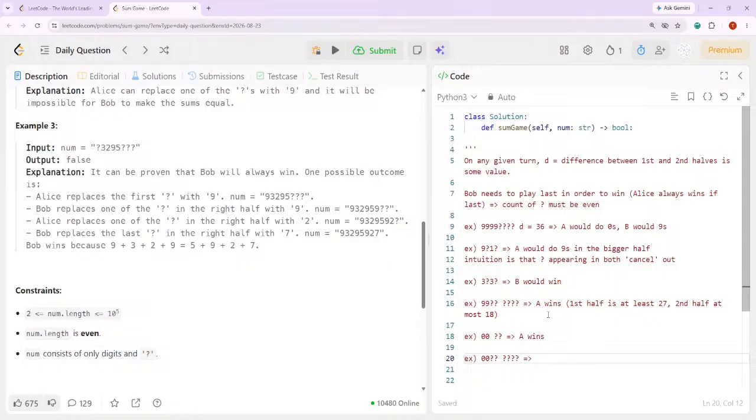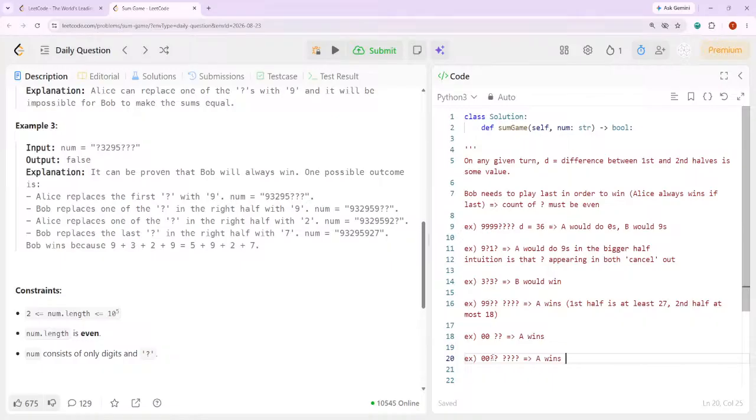And does this mean Alice wins here? I can't just reduce the question marks, I don't think. Alice, what happens here? I mean, the first half is going to be pretty small. So, yeah, Alice wins here. Alice makes the first half really small. This should be identical to this thing, kind of.